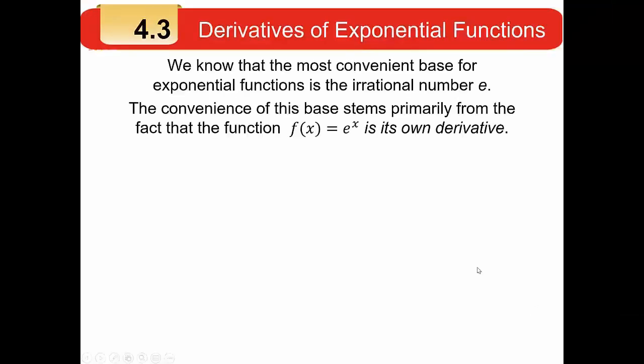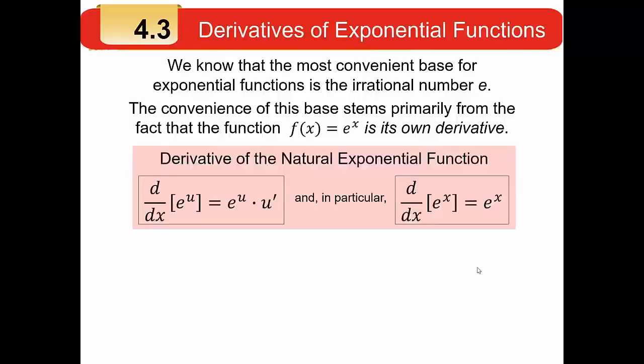Earlier we've learned to take derivatives of lots of different types of functions. In this lesson we will turn our attention to exponential functions. We do know that the most convenient base for exponential functions is the irrational number base e. The convenience of this base is primarily because if f of x is equal to e to the x, then it's its own derivative. So if f of x is equal to e to the x, then the derivative of f of x is e to the x. That turns out to be a very convenient property, which I've summarized here.